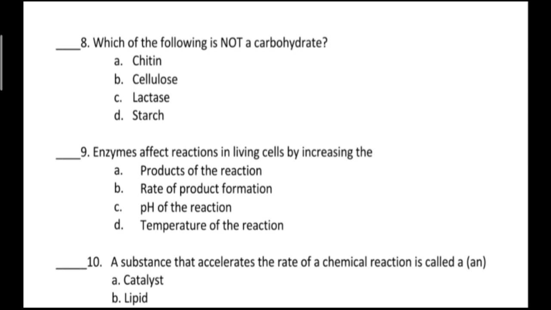Letter B, cellulose. This is a type of polysaccharide, and it is the primary component of the plant cell wall. So again, polysaccharides are carbohydrates, so that means letter B is a carbohydrate. Letter C, lactase. Lactase is an enzyme that is working with lactose. Lactose is a disaccharide. Lactase is an enzyme that works with the lactose disaccharide.